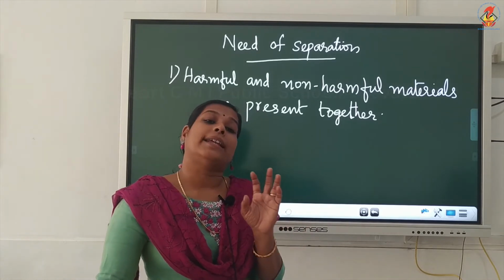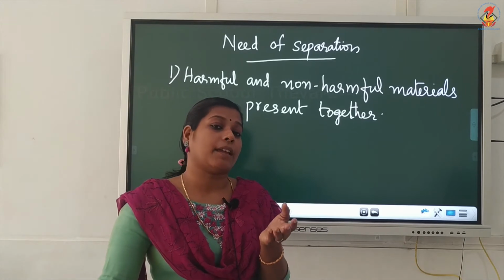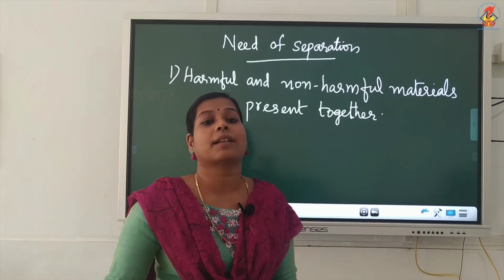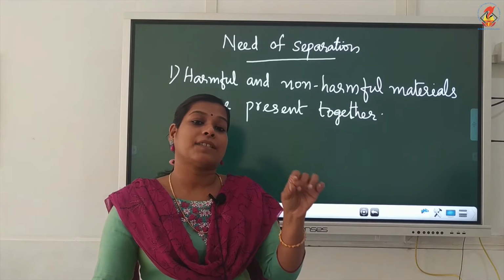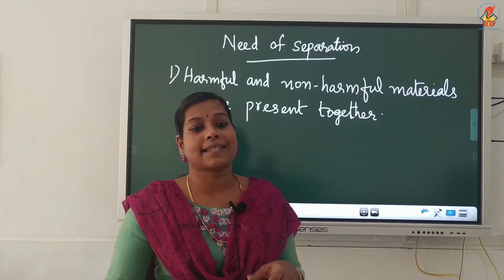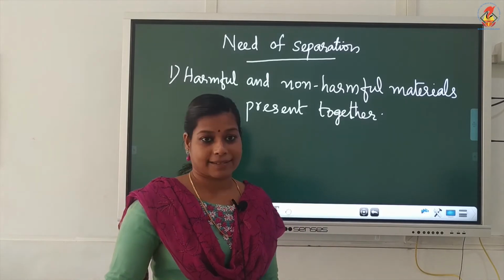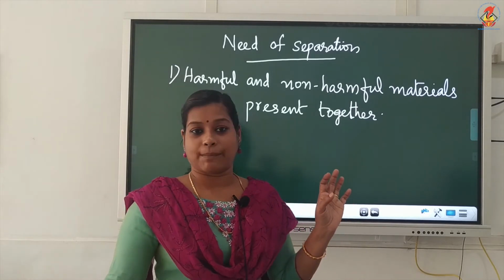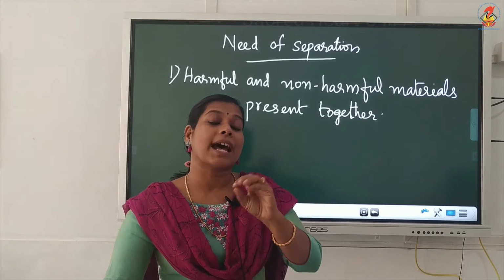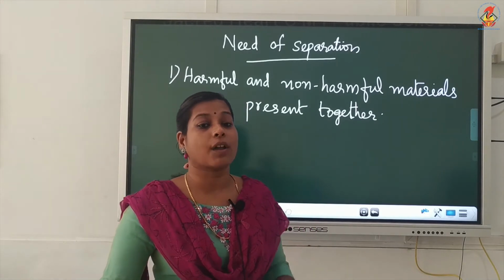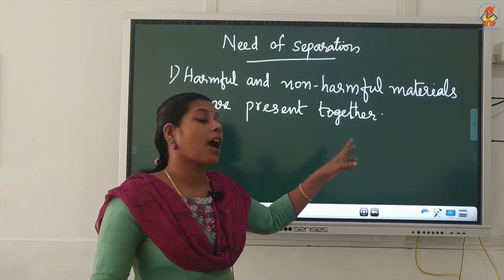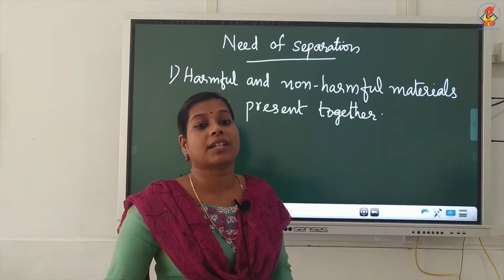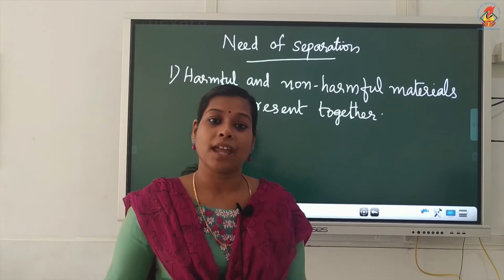For example, the rice your mother has taken: in many cases you might have seen that before cooking, your mother takes that rice in a plate, and if stone pieces, husk and all other things are there, she will pick them with her hands. If it is stone, it will be a harmful material. If it is husk and all, it will be an unwanted but non-harmful material. So harmful and non-harmful materials are present together in a mixture. We will adopt a separation technique for separating the components in a mixture.